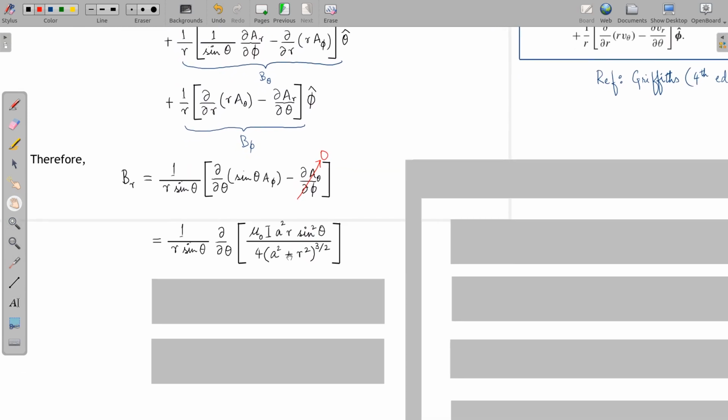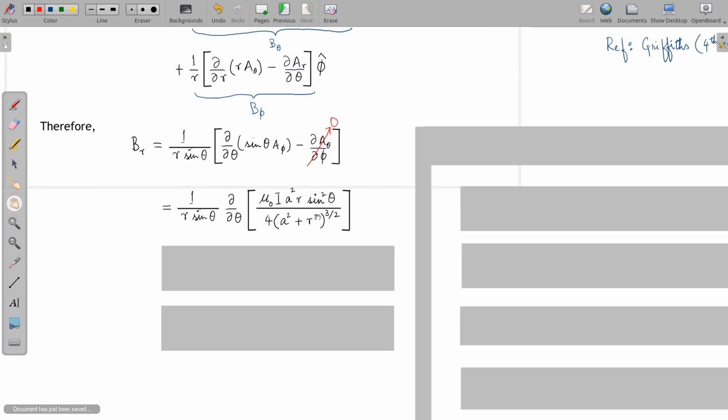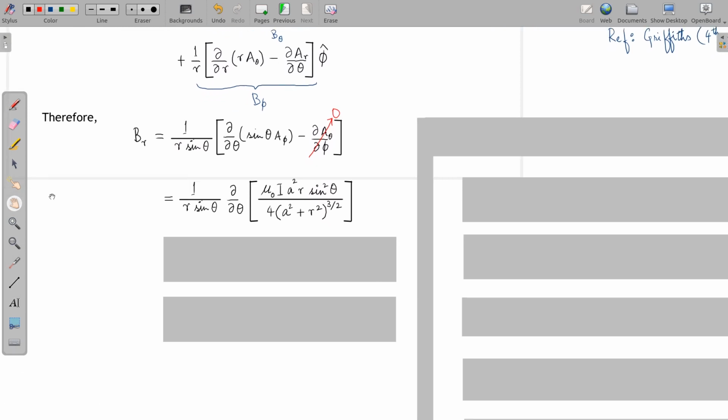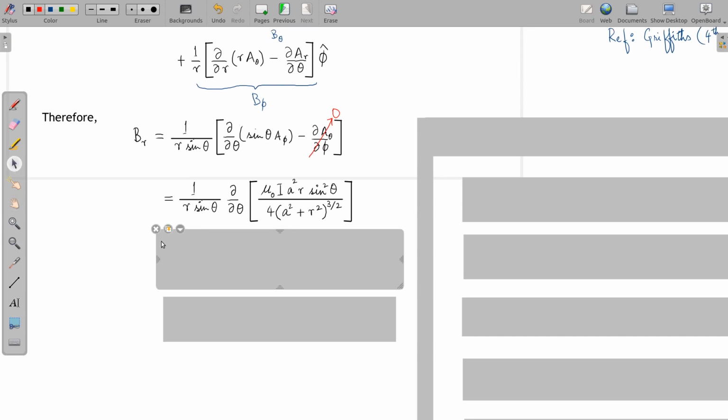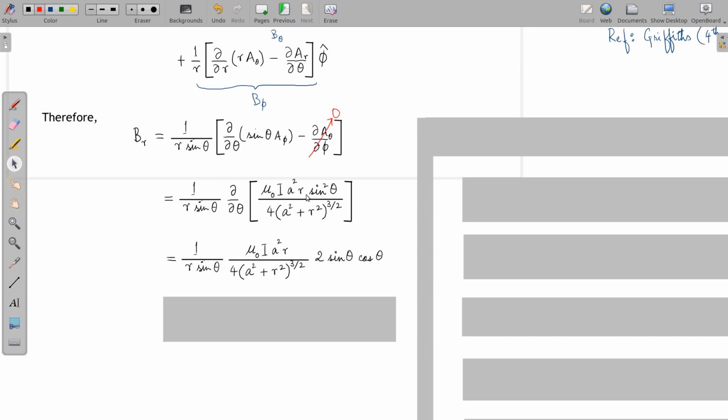And then we will proceed and differentiate this. We are differentiating with respect to theta here, so we can use the chain rule to differentiate this. Everything else is a constant, so everything else will remain the same. So mu naught I a square r by 4 into a square plus r square to the power 3 by 2.